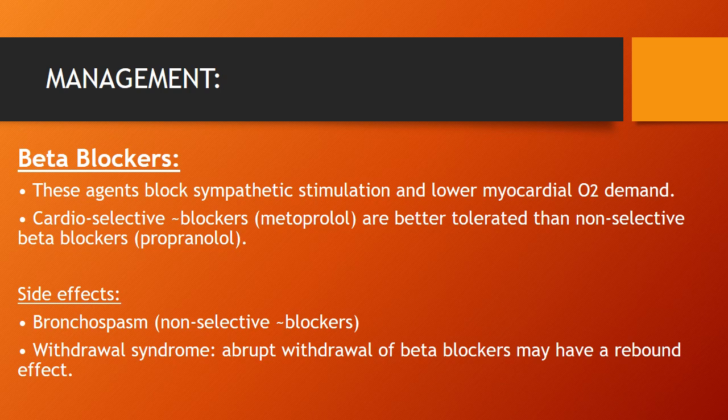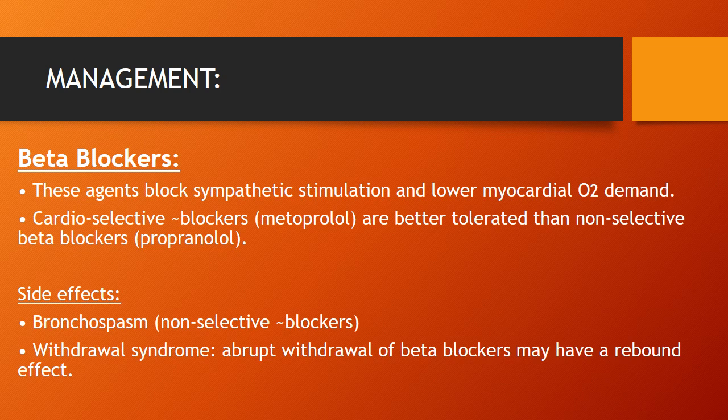The beta blockers are the agents which will block sympathetic stimulation, and they will lower myocardial oxygen demand. There are cardioselective beta blockers and non-cardioselective beta blockers. Cardioselective include metoprolol, and non-selective beta blockers include propranolol.